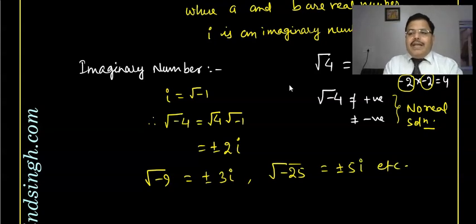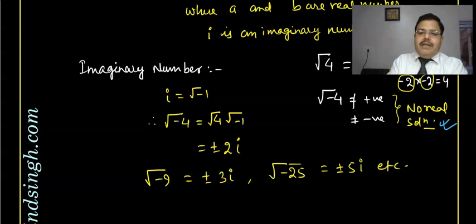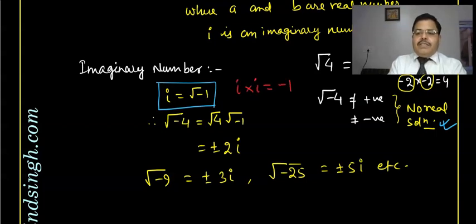So what is this iota indeed? Iota stands for imagination. We assume that there would be a number, maybe in imagination. There is no real existence of such a number, as we have learned here, but we can imagine that there can be a number that multiplied by itself gives minus 1. So iota is considered to be an imaginary number such that iota multiplied by iota is equal to minus 1. That is, iota square is equal to minus 1.